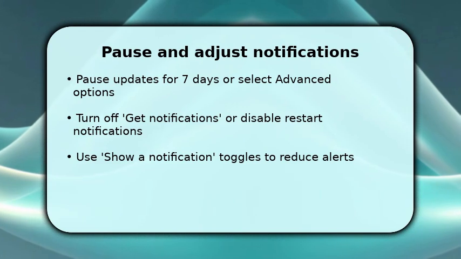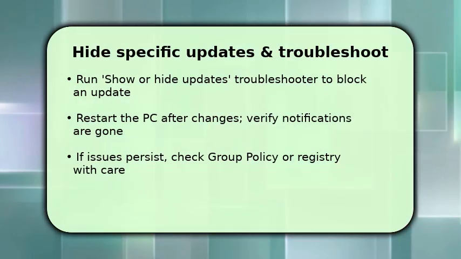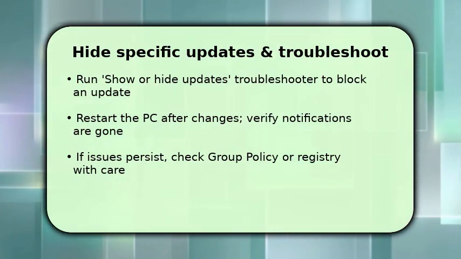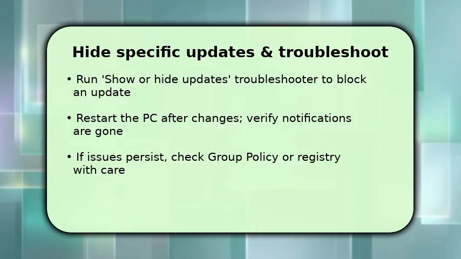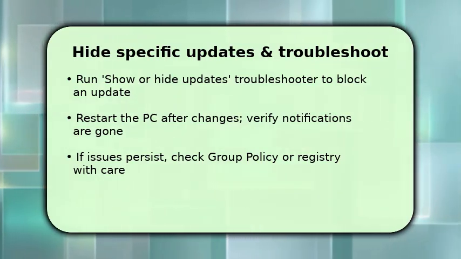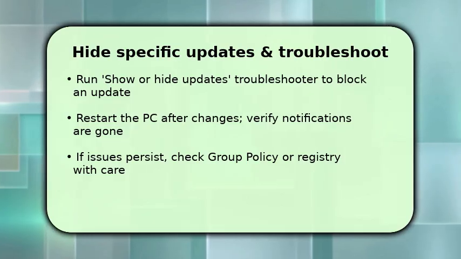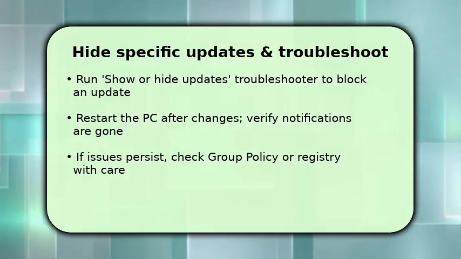To remove a persistent update notification, download and run the Show or Hide Updates troubleshooter and select the update to hide. This prevents Windows from reoffering it. After applying changes, restart the PC and confirm notifications are gone.